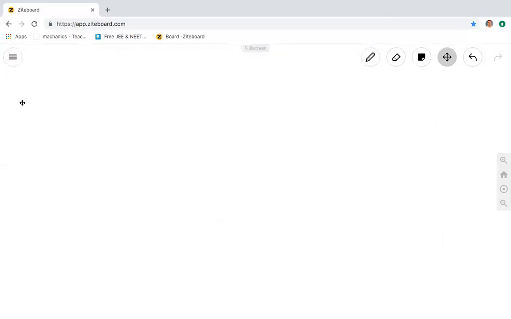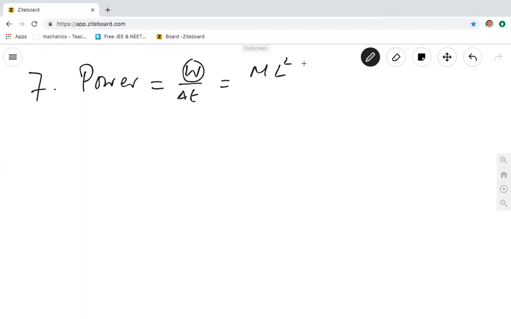Now let me go to the seventh, power. You have the equation work by time. Here work, you already know, is ML2 T minus 2, which we have just derived. It is again divided by time here. So it is ML2 T minus 3.